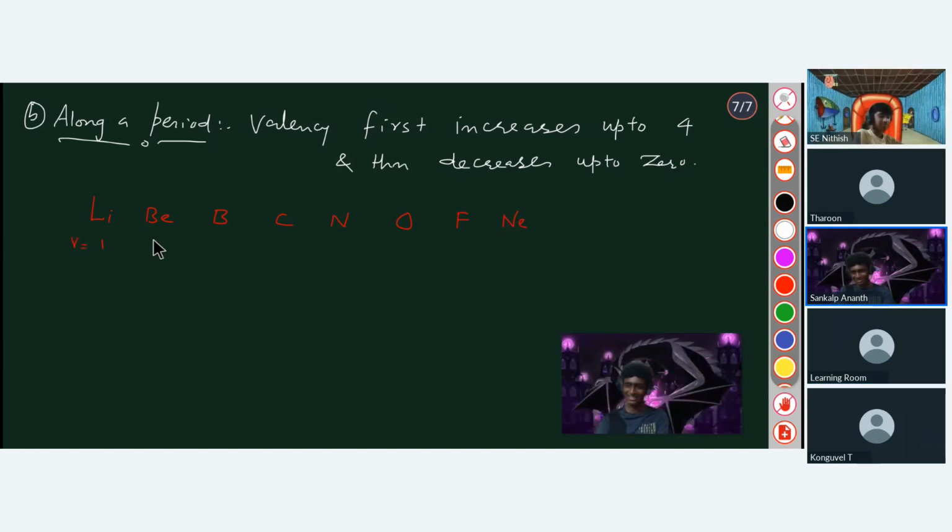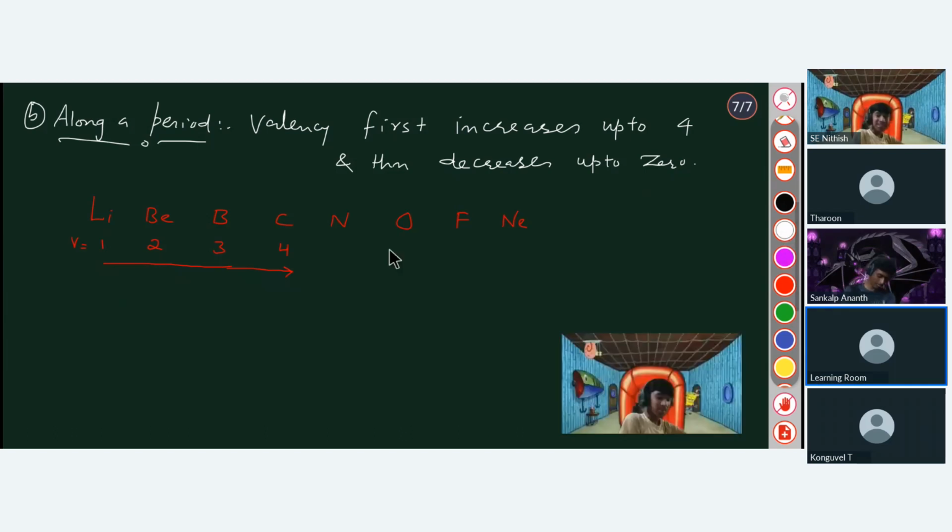Beryllium, its valency is 2. Boron, its valency is 3. Carbon, its valency is 4. So that means valency first increases up to 4, right? Got it? And then can you tell me what happens to the valency next? It decreases: 3, 2, 1 and then 0. Exactly. So just remember it like this.